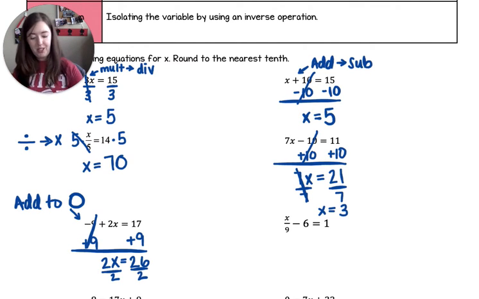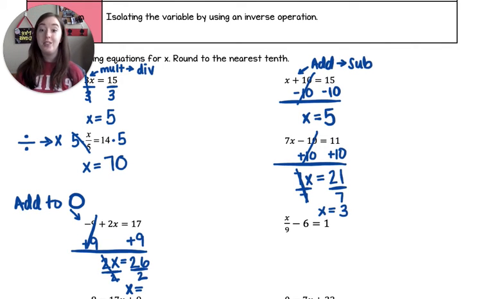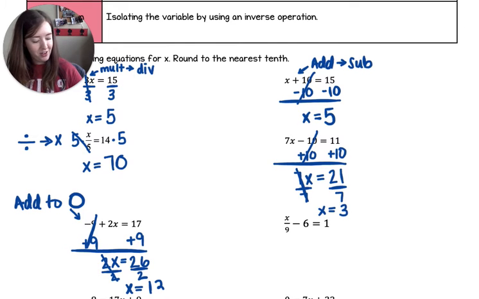2x divided by 2, those 2's divide away to 1. So x equals, and then 26 divided by 2 is 13.